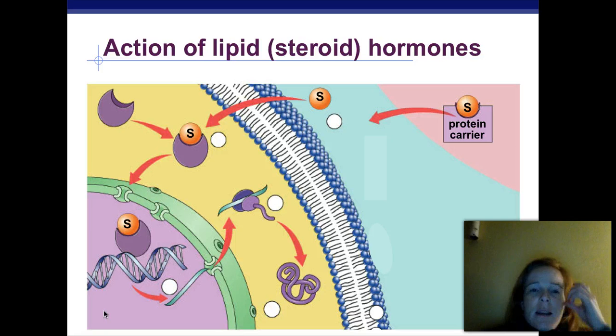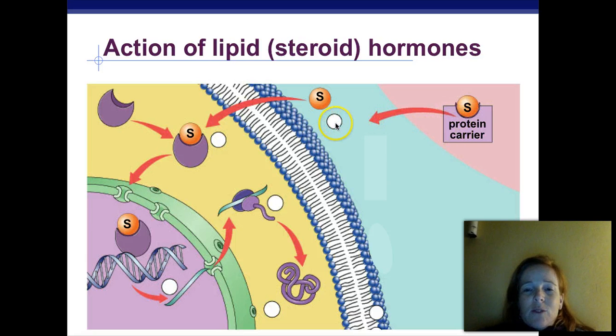Here's the action of a steroid hormone, and the example that I used in class was that you were going through puberty and you were going to start growing, say, armpit hair. So say it was testosterone, and here's a little protein carrier, and here's a steroid hormone. In this case, it's testosterone, and it's being carried, and it's a lipid.